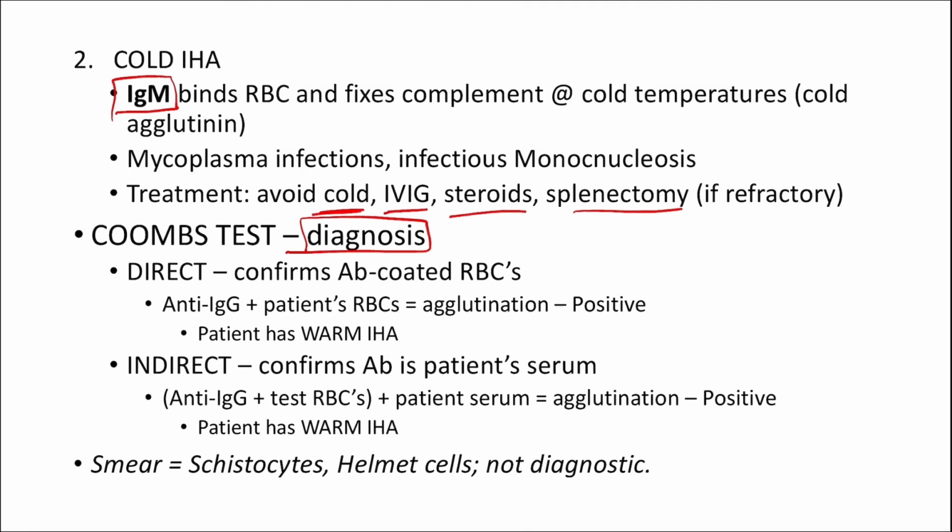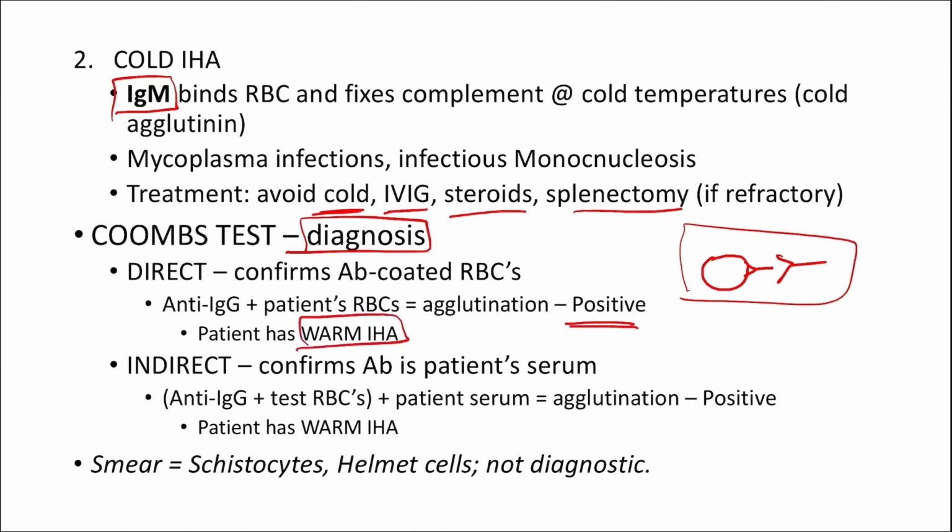So you're going to find out, your question is my RBC coated by antibodies? And for this, what you'll do is just introduce the patient's blood to an anti-IgG antibody. So something that would bind to this as well. If there's agglutination, it means that you had RBCs in the blood which already had antibodies, and therefore it's positive and the patient has warm IgA.